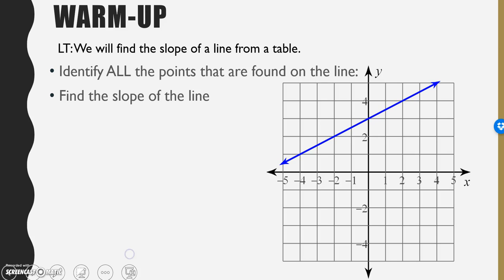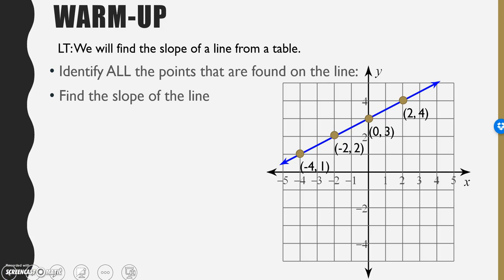Alright, so let's go over this. First, we're going to identify each of the points on the line, so we can see that we have these different points here. We have -4, 1, and then we have -2, 2, and then we have 0, 3, and then we have 2, 4, and then we have this point up here on the arrow, which is 5, 4.